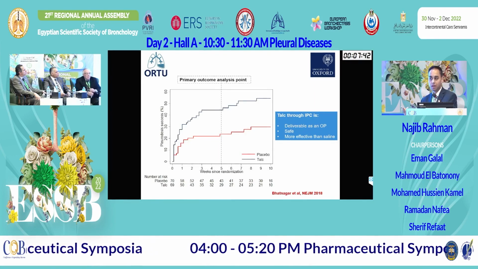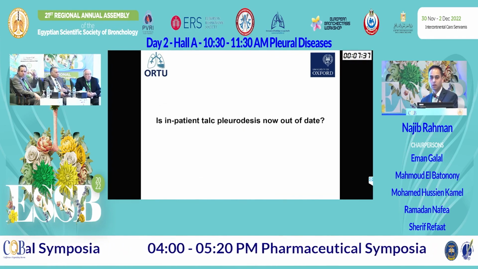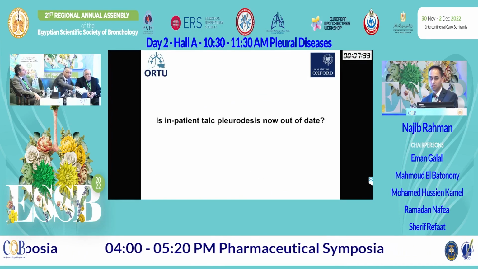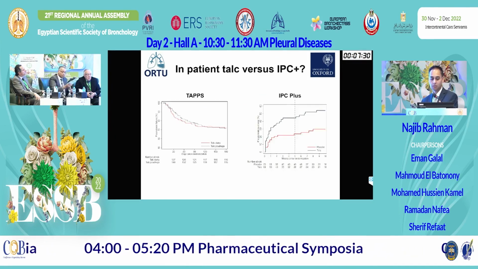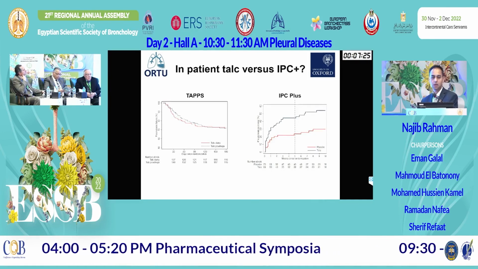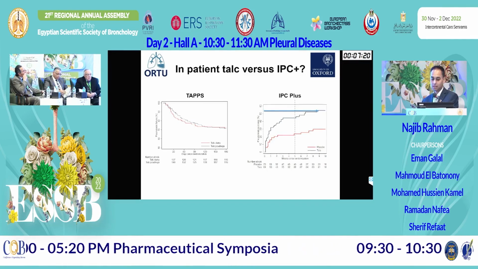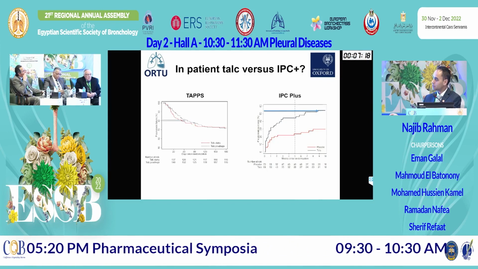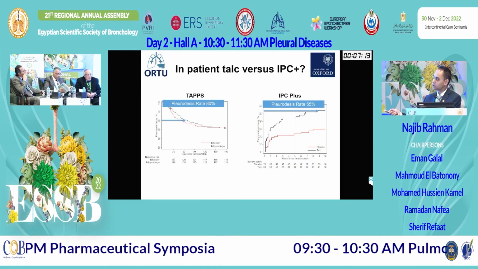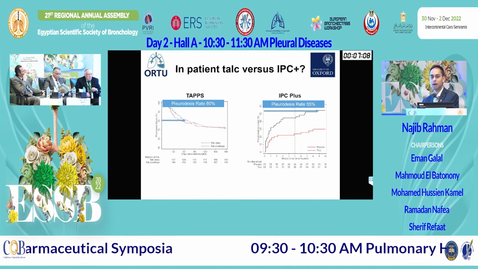So that's great. It's deliverable as an outpatient. It's safe. It seems to be more effective than saline. Now, people have said this means that we don't need to do inpatient talc pleurodesis anymore. Let's just look at the data and let the data answer it for us. So this is the TAPS study, the pleurodesis study. This is IPC+. If I look at the pleurodesis rate at the same time point, so that is here at 9 weeks and here at 9 weeks, in TAPS, the pleurodesis rate is 80%. In IPC+, it's 55%.